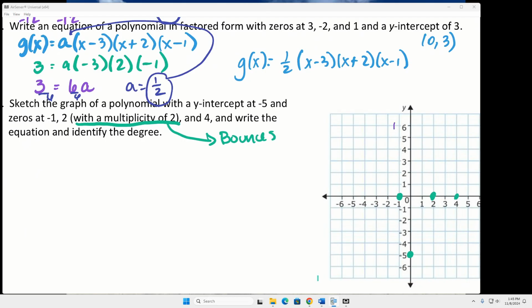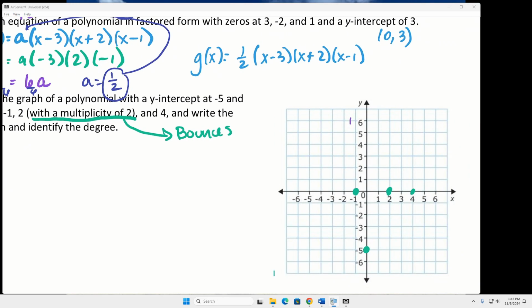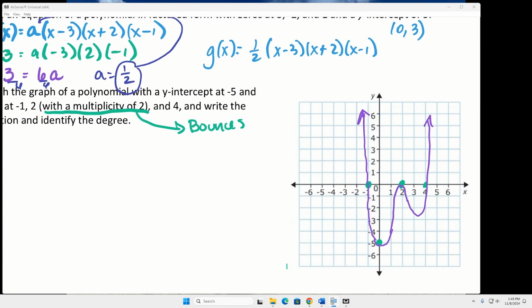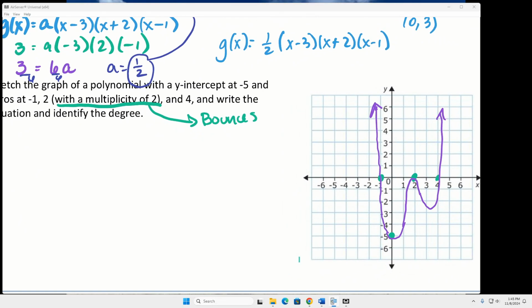It should only touch the x-axis at those points, at the x-intercepts. We can't have an extra cross. So it's going to go down and then back up. It's going to bounce. And then go back up. Now, there's probably some things wrong with that graph, but in general, it's a pretty good graph. Okay, that was the first thing. We're going to sketch the graph.